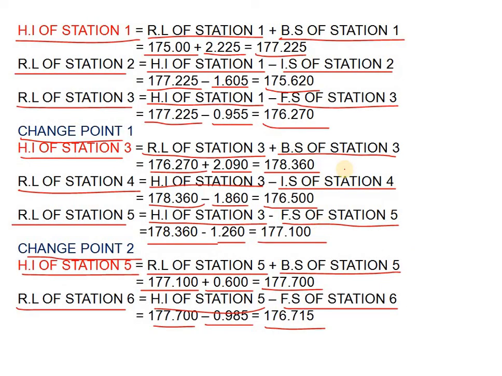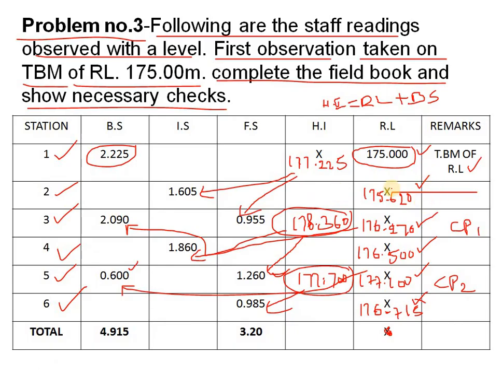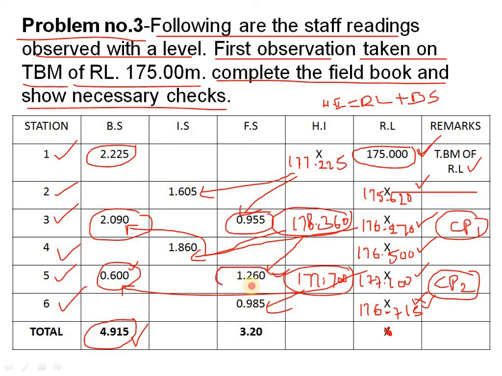So we have now got all the RLs, from the starting point to the last point. These are change point 1 and change point 2. Now let us do the total of backsights. Adding 2.225 plus 2.09 plus 0.6, we get 4.915. This is the total of BS. And the FS total is 0.955 plus 1.260 plus 0.985, which we get as 3.20. This is the total of FS.